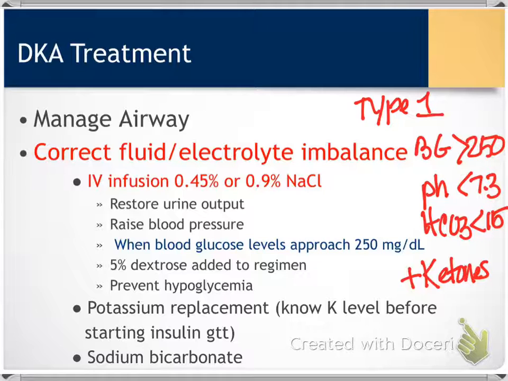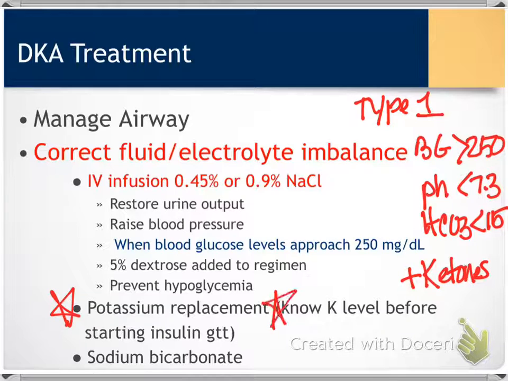So typically they're going to be getting IV fluids at a fast rate, a large volume. And you're going to do this to restore the urine output, raise their blood pressure. And then we're also, before we start our insulin drip, we have to look at their electrolytes. So because someone with DKA is going to have profound diuresis, and a lot of times they are drinking lots of fluid, their potassium levels are typically very low. So we have to replace that potassium.